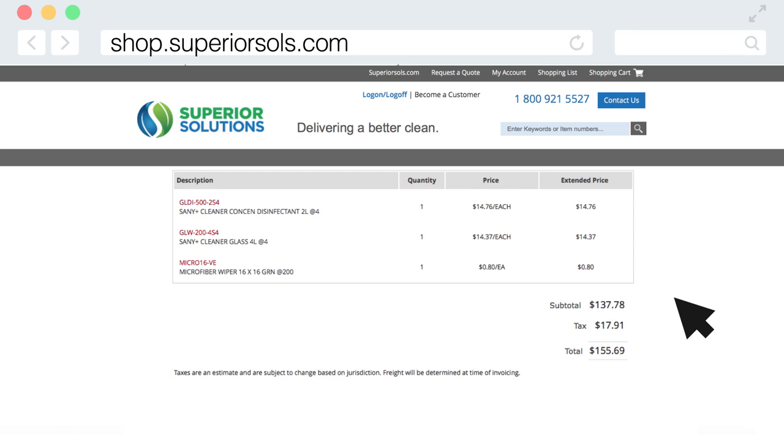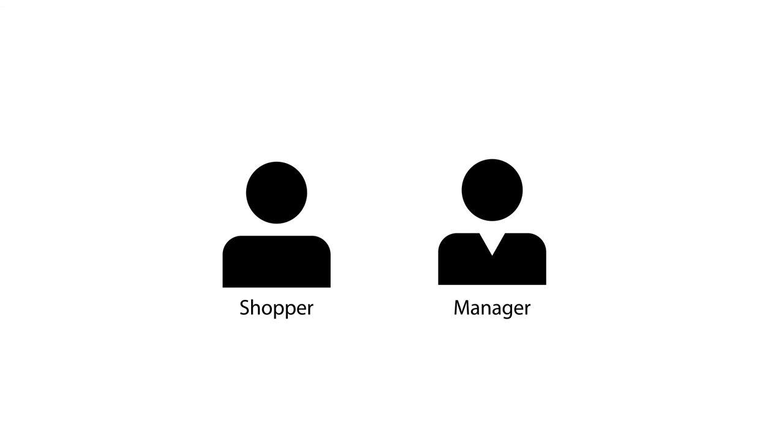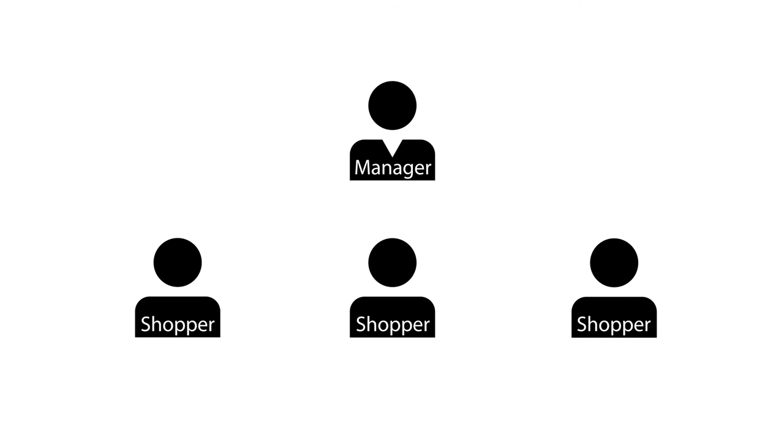Our website also offers various budget controls. Shoppers can be set up as either a shopper or manager. A manager can have many shoppers beneath them. The manager can request different budget amounts to be set for each shopper. The budget period can be weekly, monthly, quarterly, or yearly.